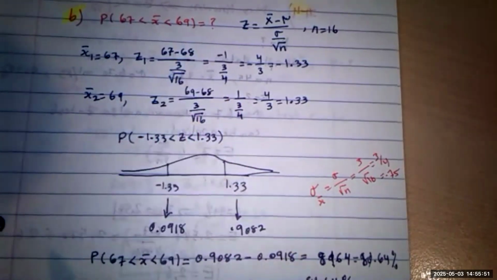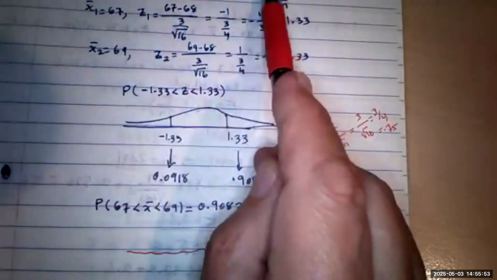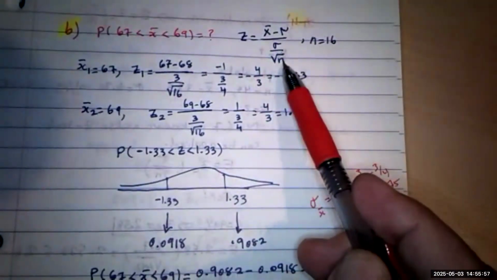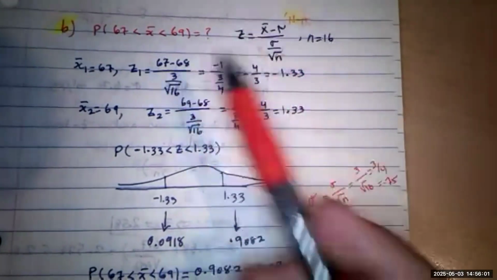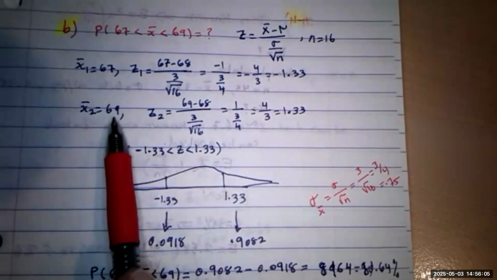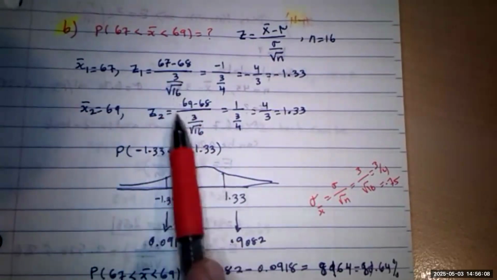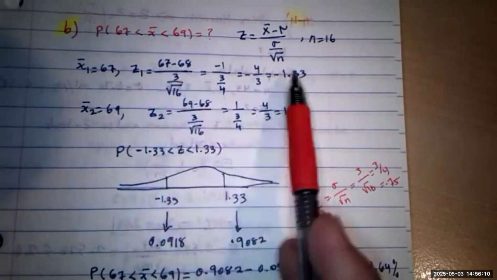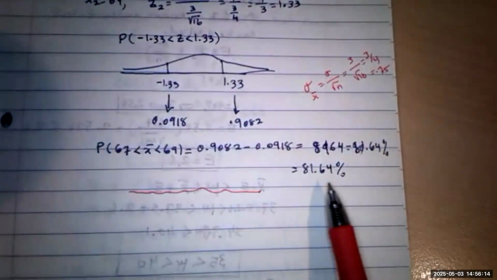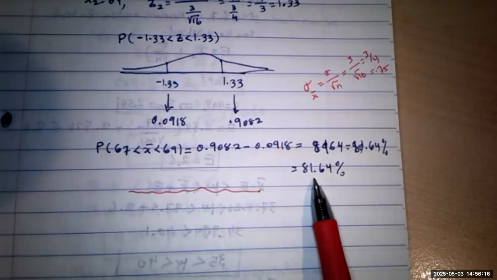Okay, so the change is going to be in the formula: X bar minus mu over sigma over radical n. If you want to do it manually again, you find the X1 and the X2 as before. So Z1 and Z2, the top are going to be the same. You also find the Z values, and then you put them together, and the probability would be almost 82%.